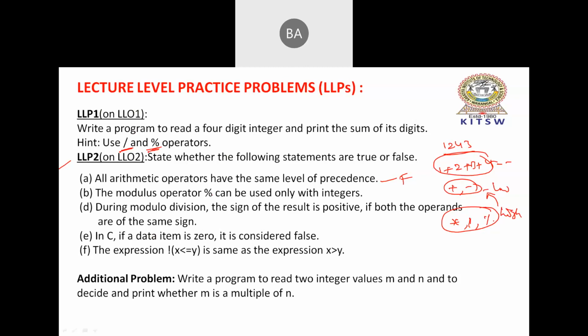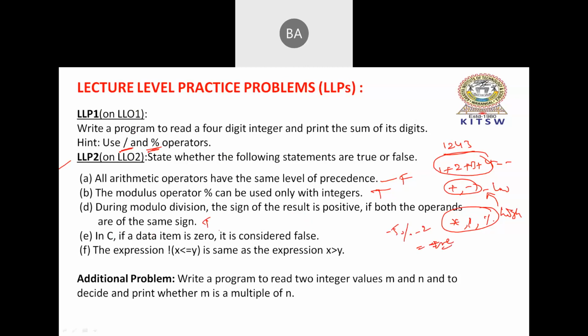The modulus operator percentage can be used only with integers. Yes, it is true. It is applicable only with integers. During modulo division, the sign of the result is positive if both the operands are of the same sign. It is also true. So that means minus 5 percentage minus 2 also gives the remainder as positive.